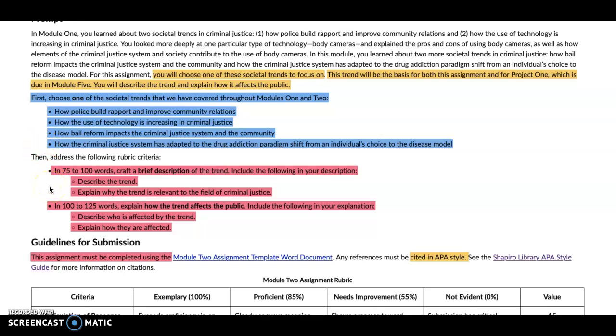All right. So that's what we're doing this week. So use your module resources, which is a great source of information, as well as your textbook. All right.